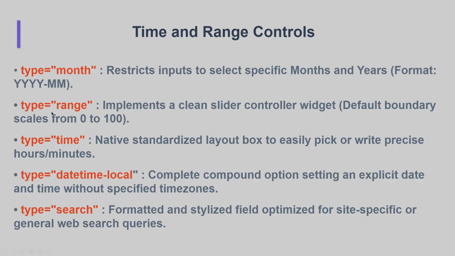Next is range. Type equal to range displays a slider that lets the user select a value between a minimum and a maximum limit. This is commonly used for volume control, brightness setting, ratings and age selection. Type equal to time. The time input enables the user to select hours and minutes using a browser-provided time picker.